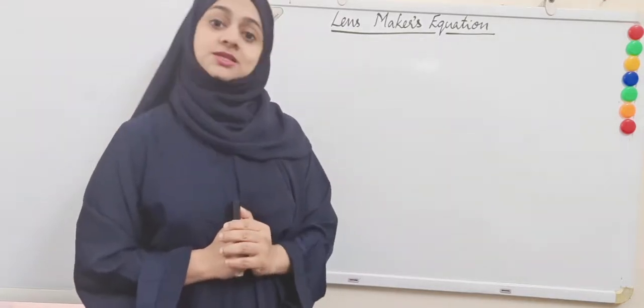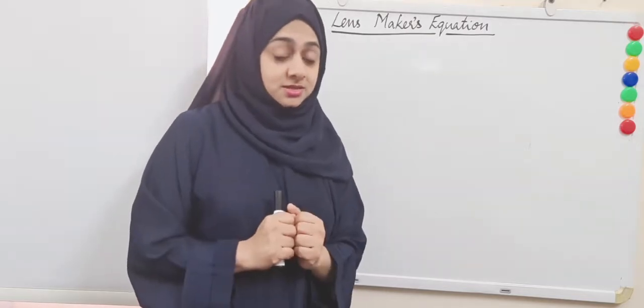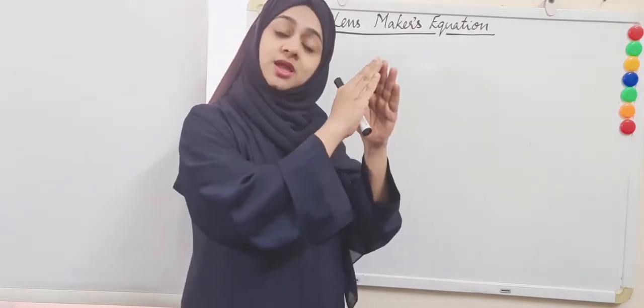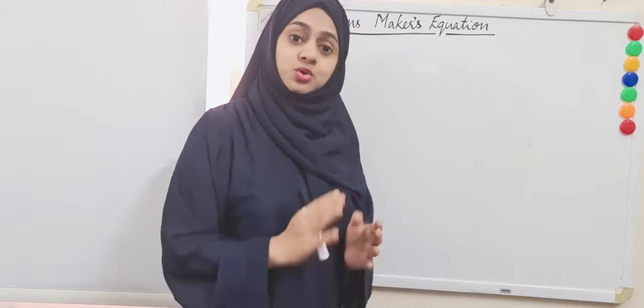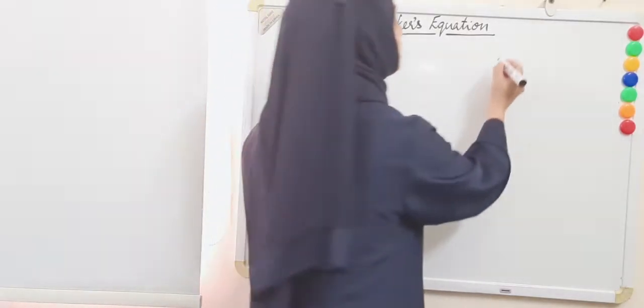For that, let us consider a lens. What is a lens? It is a refracting medium enclosed by two spherical surfaces. So let me consider a convex lens.